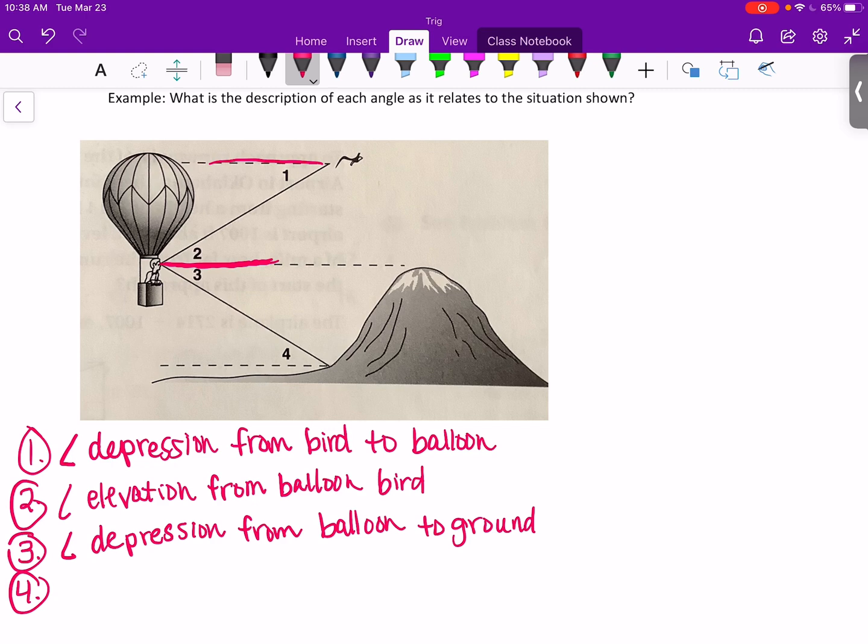And angle 4, notice angle 4 is above the horizontal line. So it is the angle of elevation because it's the angle going up from the ground to the balloon. So an angle of elevation is the angle going up, and the angle of depression is the angle going down.